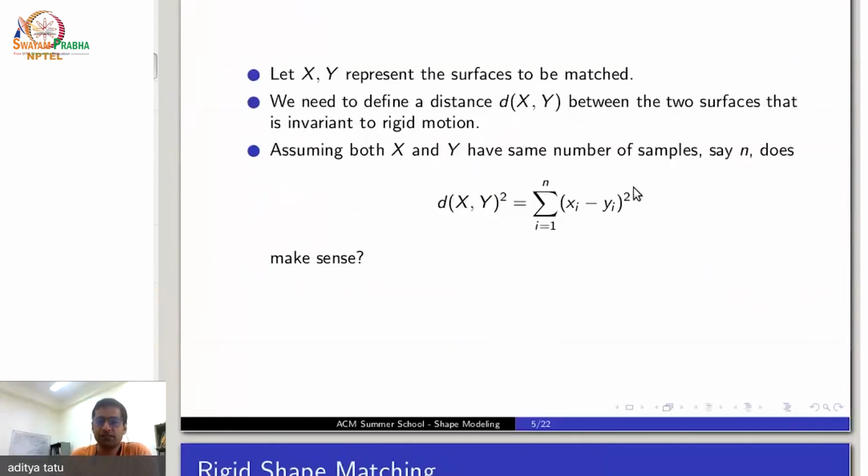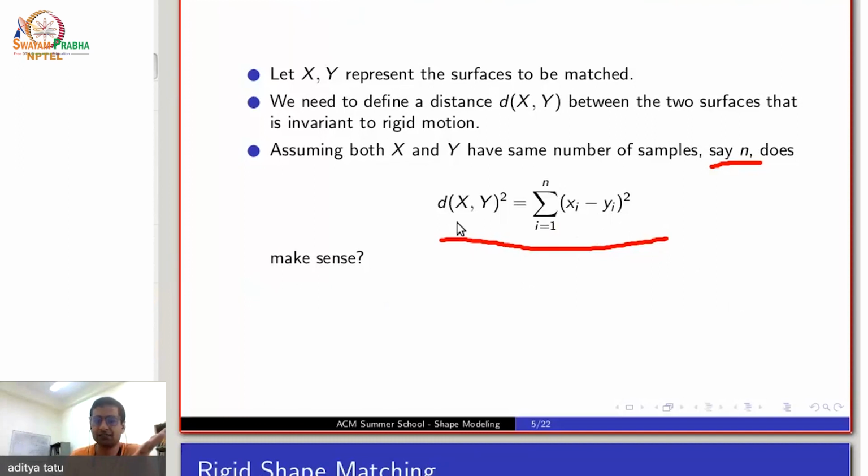And for now, if we assume that both the shapes have n vertices, this is something you have seen earlier in Professor Suesh's presentation. Without doing anything to x and y, if I just compute the distance between the ith vertices of x and y, and add it over all vertices, it also gives me a distance, but of course, this is not a shape distance, right?